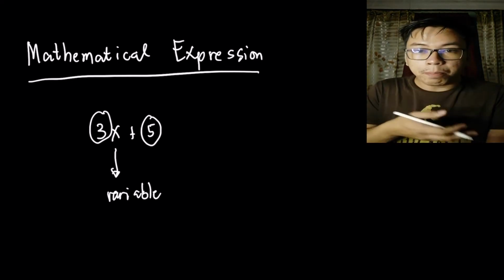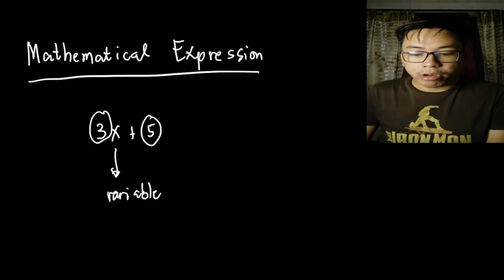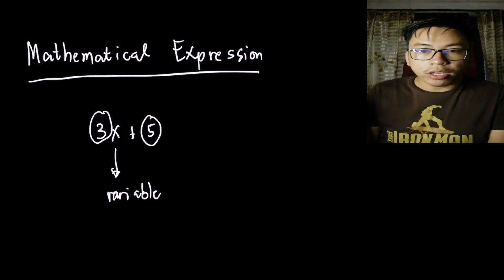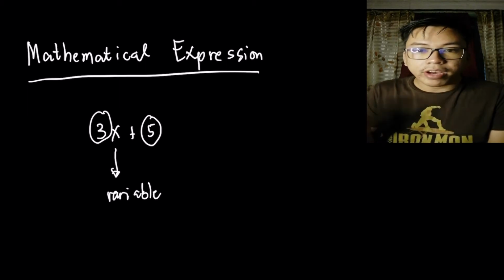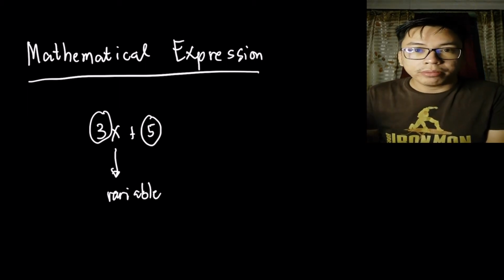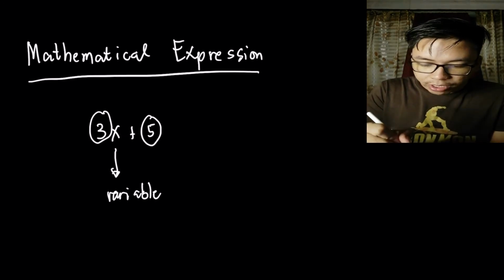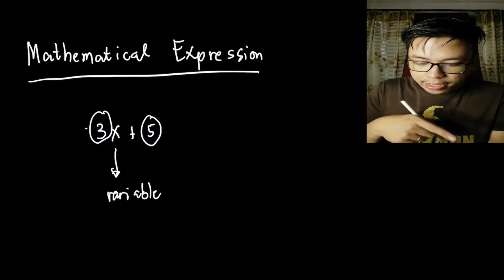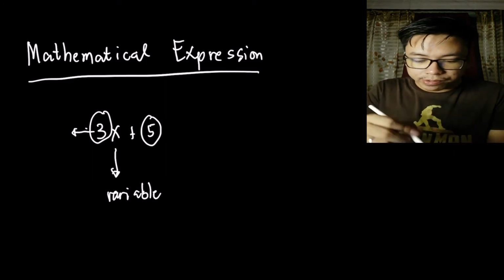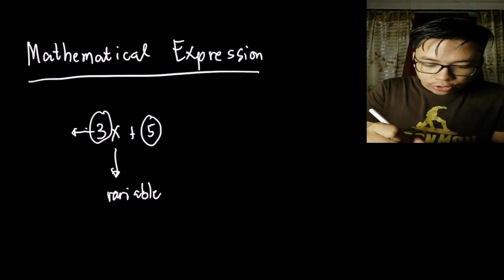It depends on what type of field they're coming from. So when we're talking about the set of real numbers, then 3 and 5 here are elements of real numbers. Now, to be more specific, this 3 here that is multiplied with the variable x, we call this 3 the coefficient.